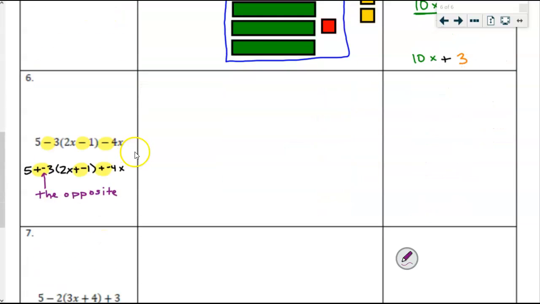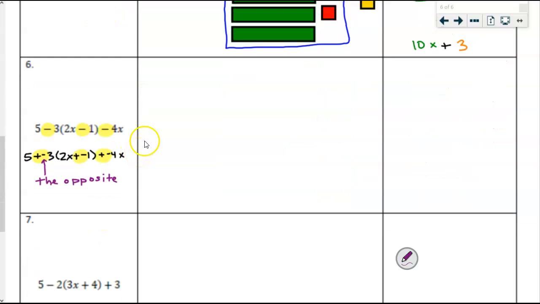Give it a try. We'll model it together in just a second, but give it a try on your own first. Pause the recording. Use those virtual algebra tiles if needed. Ready, set, go.